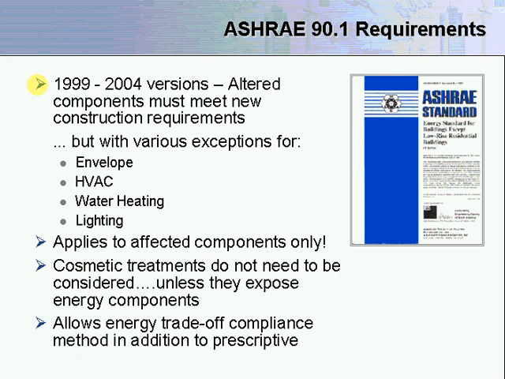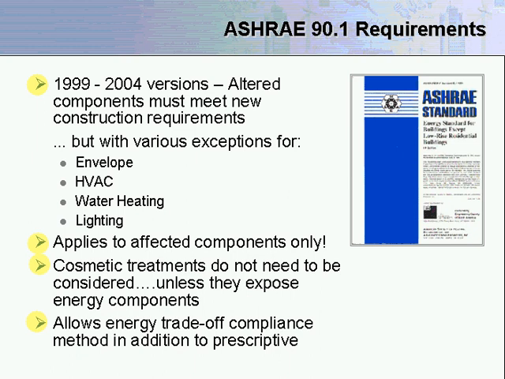A few other points on the requirements. It applies to the affected components only. So if you're not touching the roof, for example, there are no roof requirements. If you're just doing walls and lighting, then those are the only portions you have to be concerned with. And cosmetic treatments do not trigger the compliance requirements. If you're just doing wallpaper or painting or something that doesn't expose any of the energy components, no compliance is required. There's also another compliance path, some people might call it an exception: whole building modeling, which is available as part of new construction compliance, is also available for alterations. If you show by whole building modeling that you're meeting the energy code, that complies as well.